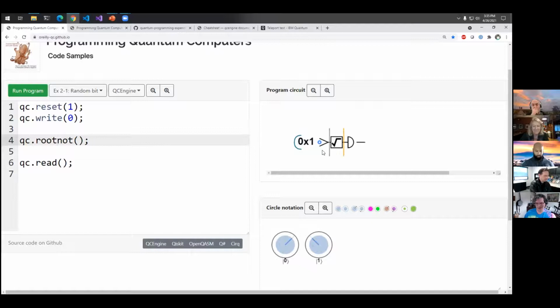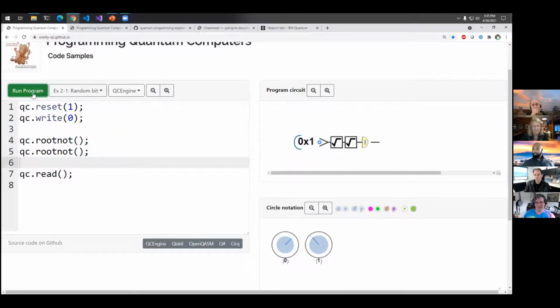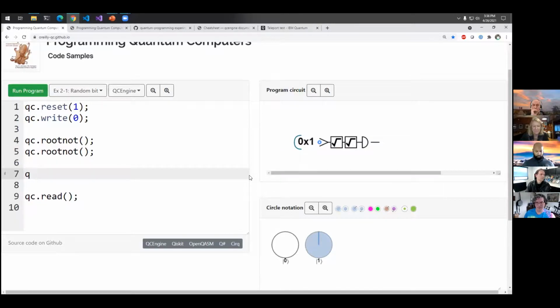And if we do a root naught twice, then this is the same as doing a naught. Unfortunately, the circles don't animate the same way. I'm just going to comment stuff out. So again, a naught turns our 0 into a 1 by swapping our bits, our circles. The root of naught does it halfway, I guess is the best way to think about it. So that if you do it twice, then you get a full naught. But if you do it once, then you get this superposition state.